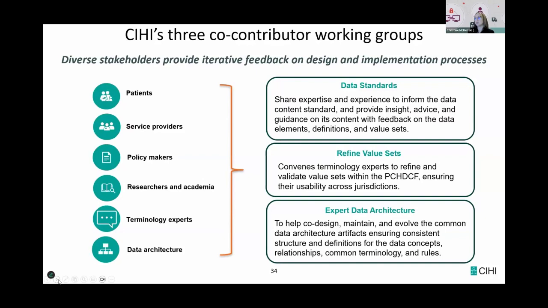And then of course, for the terminology and value set work, we have terminology experts that are getting together every 2 weeks to help define some of the terminology. And then for the expert data architecture, we have data architects from across some of the provinces and territories within Canada. We have some from our digital health organizations, and we also have representation from vendors helping us build out the architecture artifacts.